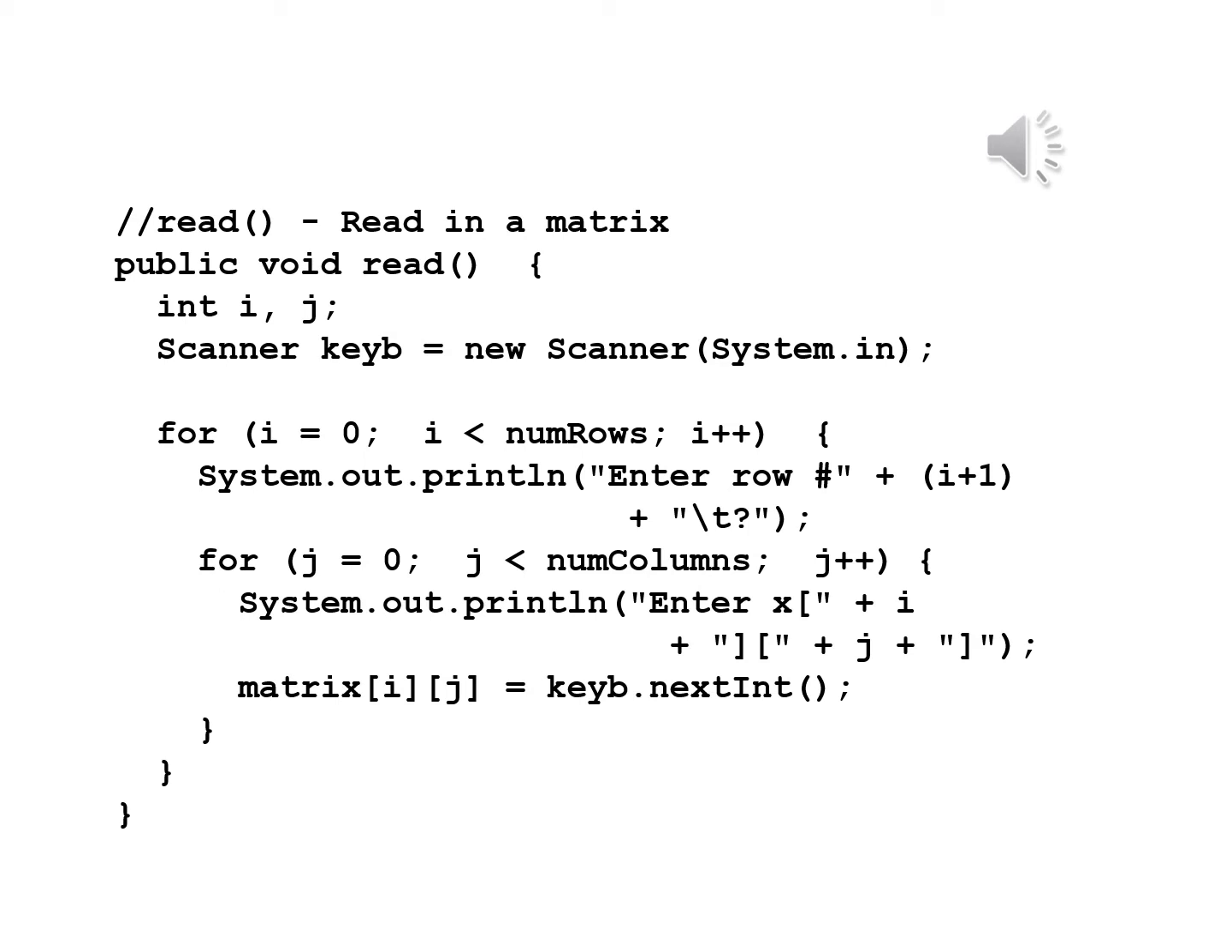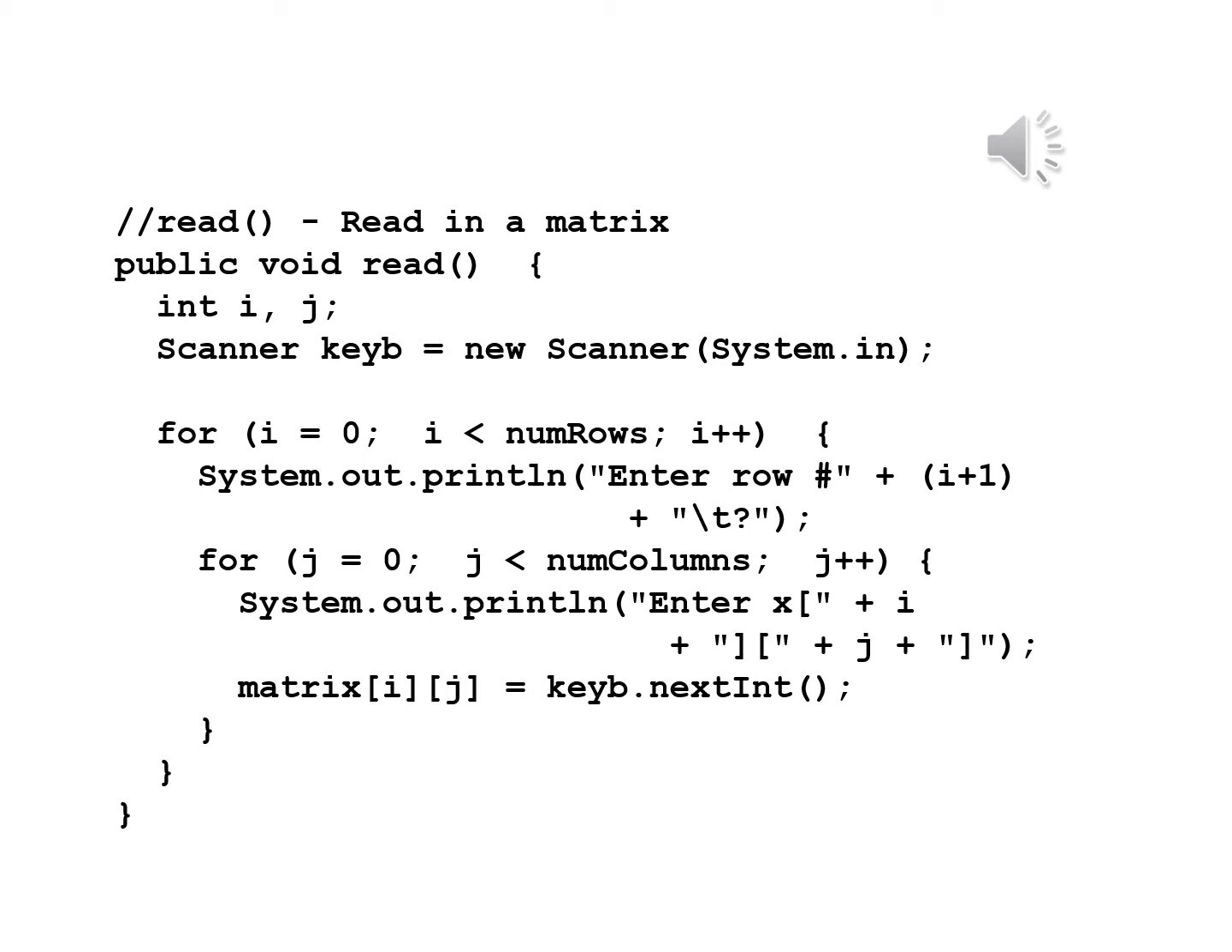We will let the user know the row number. System.out.println, enter row number, i+1. Even though the indices begin with 0, the user will be more comfortable starting with 1. We then tab over and write a question mark.